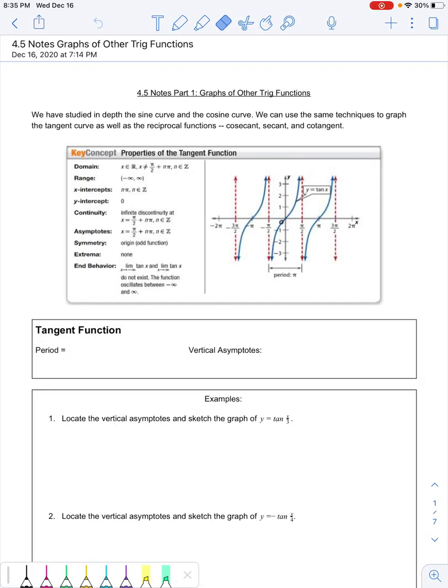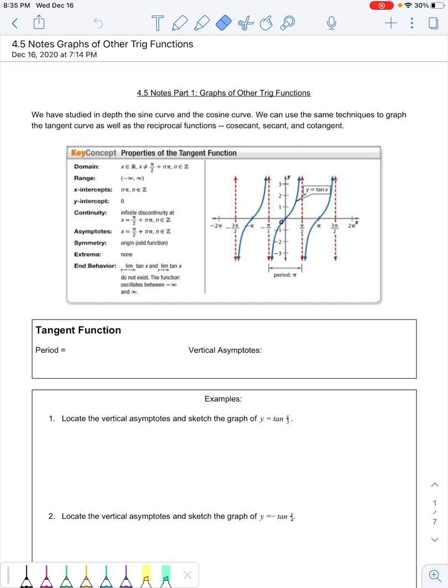This video is for lesson 4.5, graphs of other trig functions. We studied in depth the sine curve and the cosine curve in section 4.4, but now we can use the same techniques to graph the tangent curve as well as the reciprocal functions cosecant, secant, and cotangent. So in a little bit, we'll spend some time focusing on each of those four trigonometric functions.